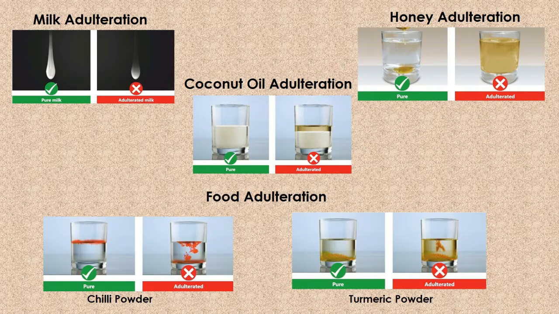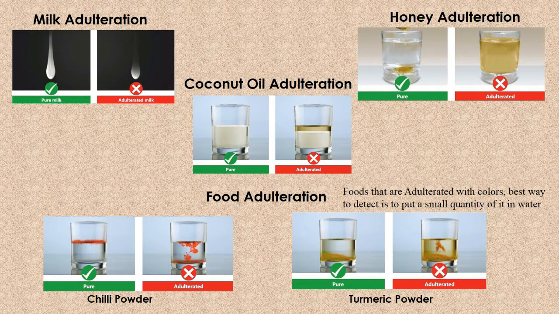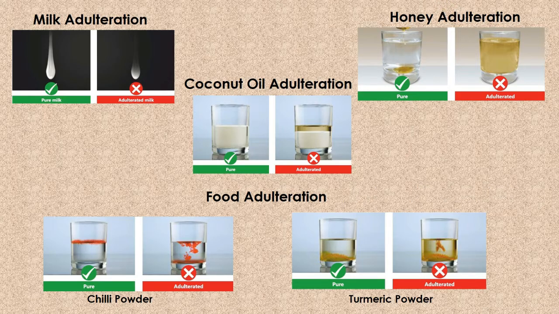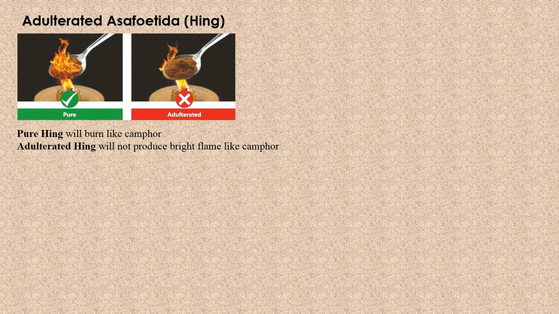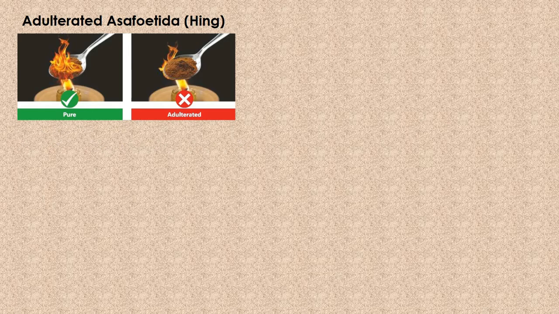Many foods that are adulterated with colors can be checked by simply putting small quantity of them in water. For example, food grains with added colors, chili powder, turmeric powder. Adulteration in hing can be checked if you burn small quantity of hing in a stainless steel spoon. Pure hing will burn like camphor, while adulterated one will not produce bright flame.